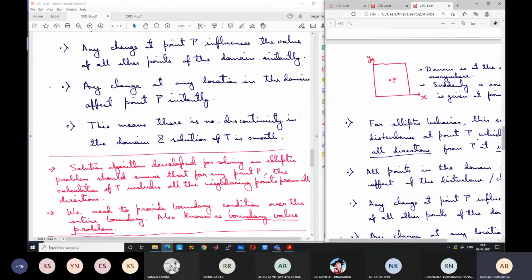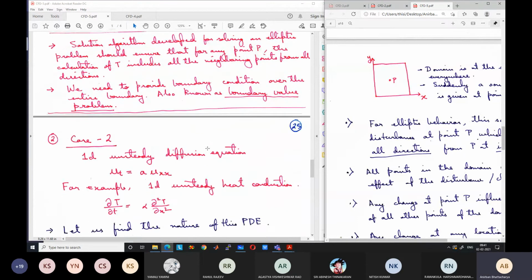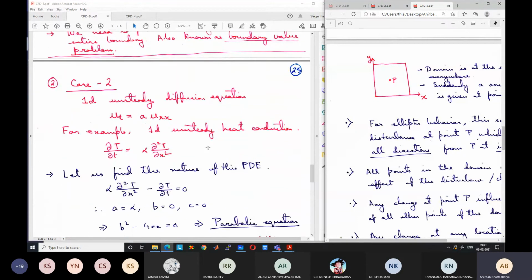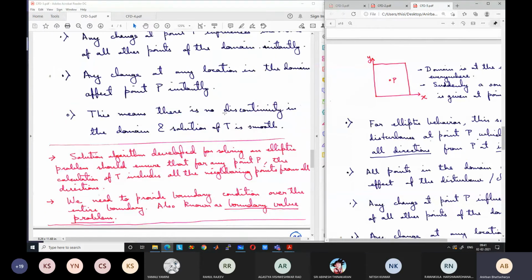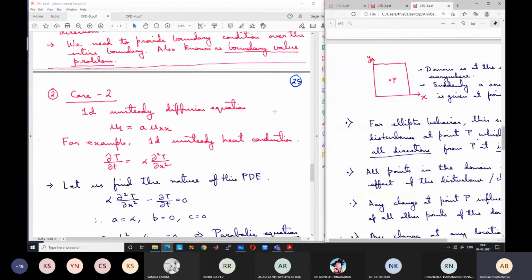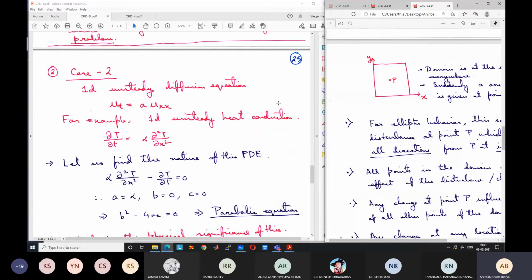Any other questions? Let us take a look at another type of behavior, and once we go through this and the third type, hyperbolic equation, in the next class, then we will revisit this and try to understand the difference between this elliptic behavior and the other two types of behavior, and it will become more clear why this behavior is different from the other two types.